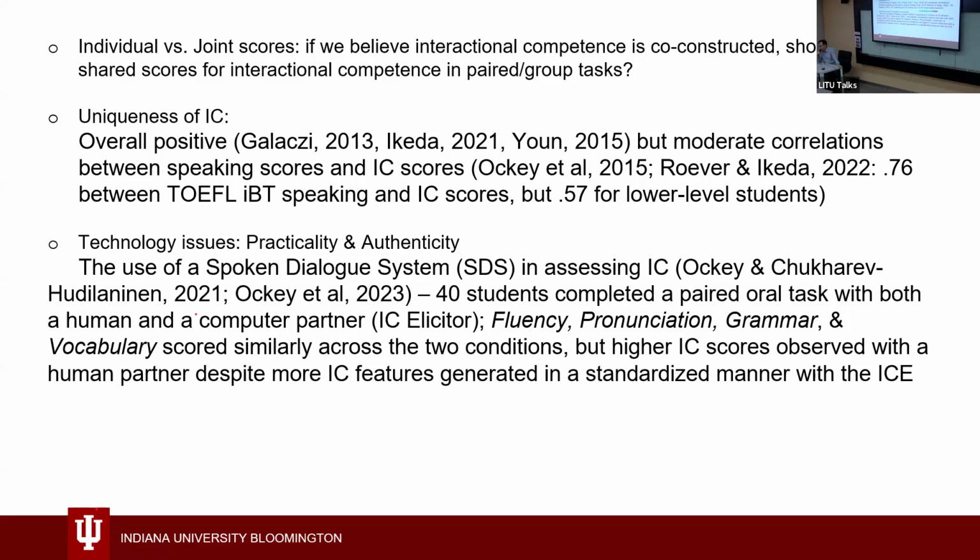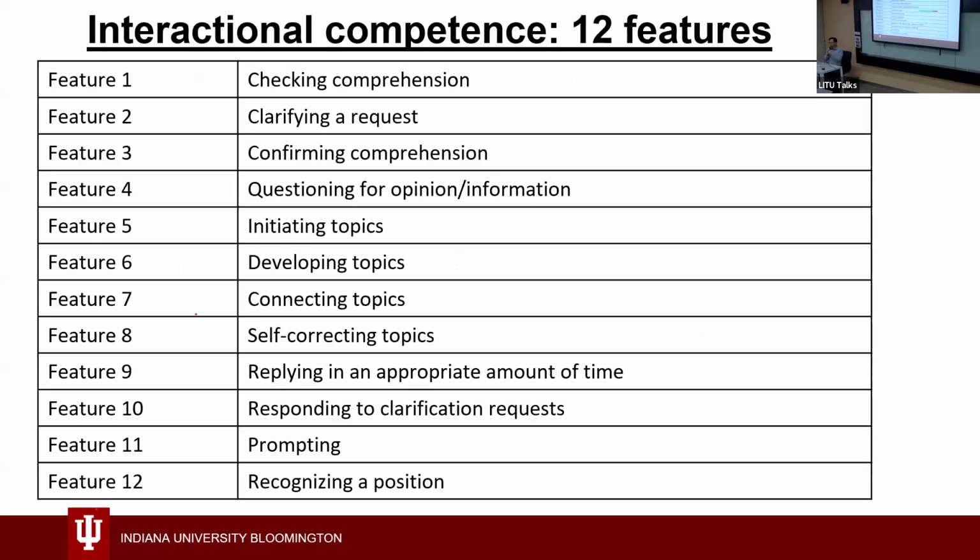But higher IC scores were observed with the human partner, while more IC features were generated in a more standardized manner when they communicated with the computer partner. That's their finding, but the details were interesting. They tended to score higher on interaction competence when they interacted with the human compared to the computer. They focused on assessing 12 features of interaction competence, like how do they check comprehension? How do they clarify requests? The list goes on and on.